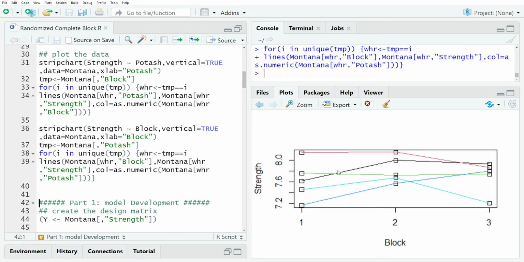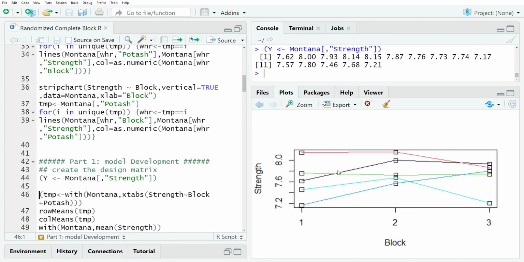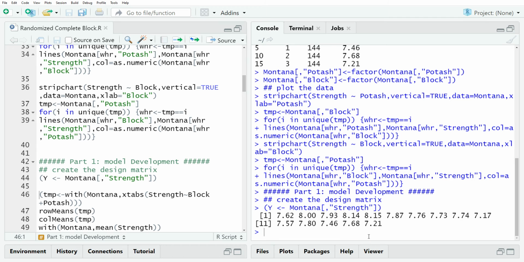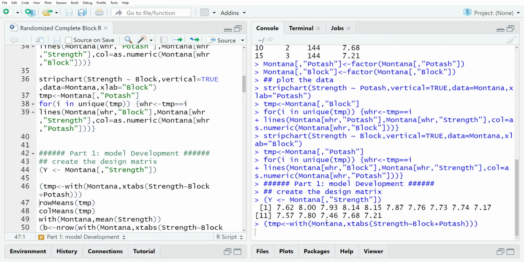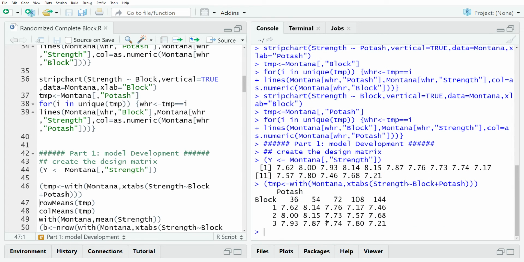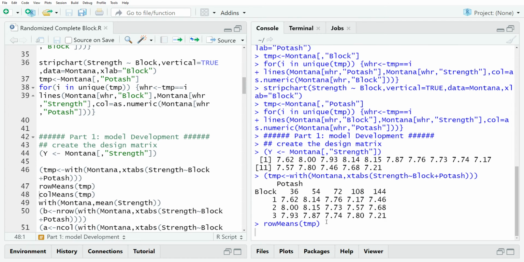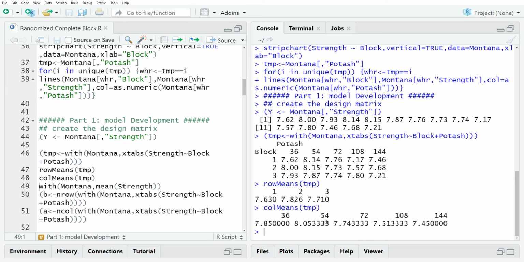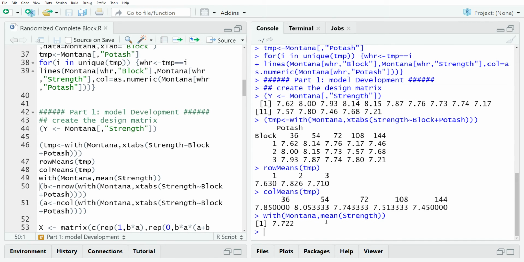Now, in part 1, in model development, we created the response vector. So I'll put it in Y here. Let me make these plots go away. So here's our data. And remember, it's sorted by treatment and then within block. And if we look at the cross tabs, this is the data just presented again. And then the row means and column means if you want those. And there's the grand mean.